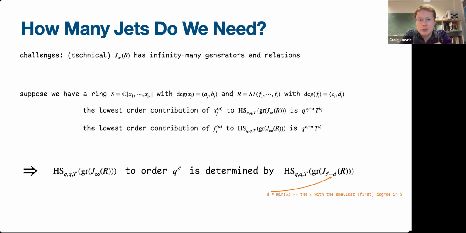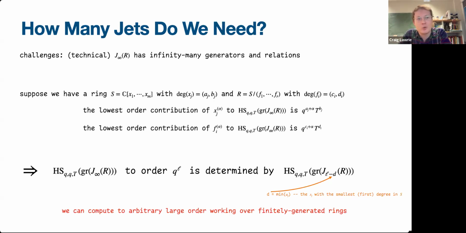So if I care about it up to a certain order, maybe for practical reasons I actually want to compute something, then I can compute with the jet scheme, which has a lot, but finitely many, generators of the ideal. So we can compute to sort of arbitrarily large order while working over finitely generated rings. Yes, but we might want to prove something analytically in the infinite limit, but that would involve different techniques.